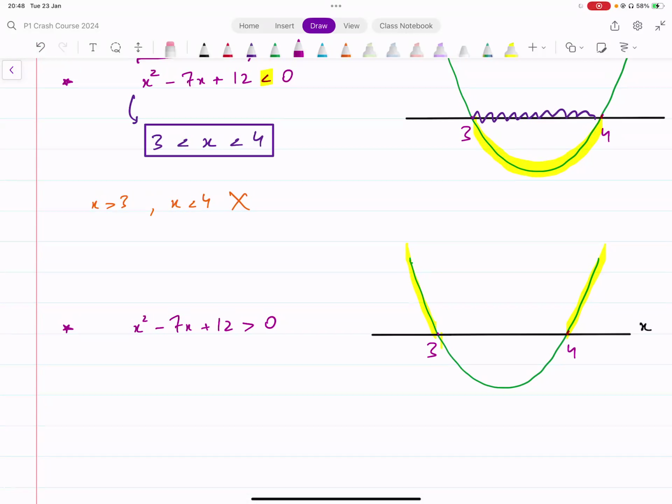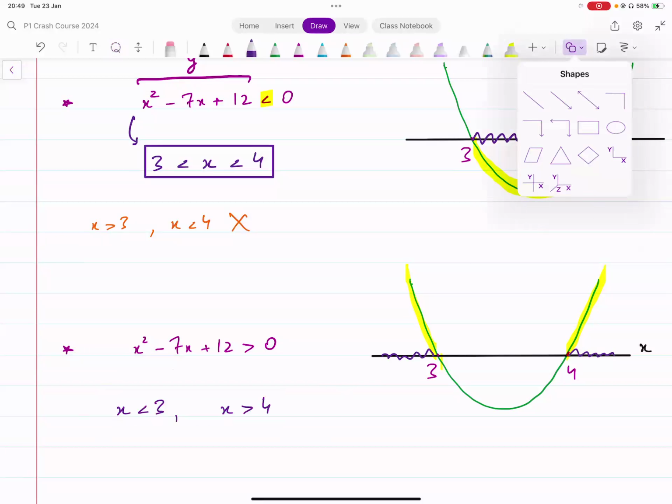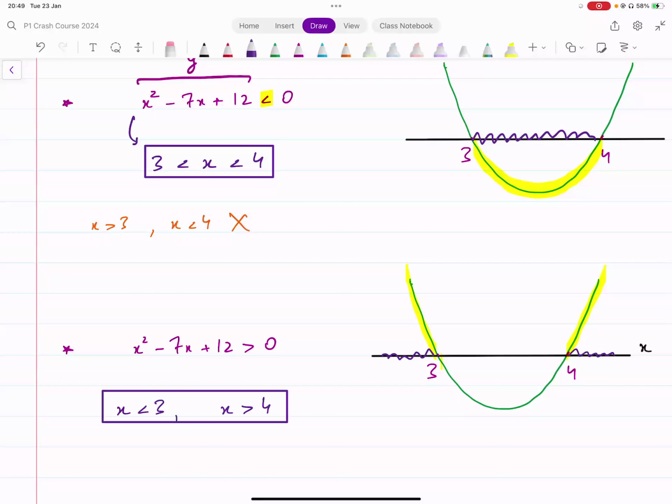So there are two regions that satisfy this. One region is to the left of 3, and the other region is to the right of 4. These are the two regions. That means x is either less than 3 or it's greater than 4. These are the two possible regions that satisfy this inequality. Now, this is something that you cannot write as a single inequality, okay? This has to be written as two separate inequalities, because on the graph, these are two separate regions.